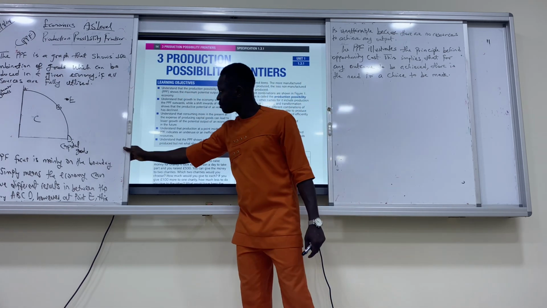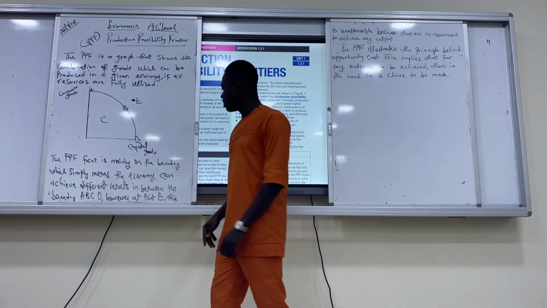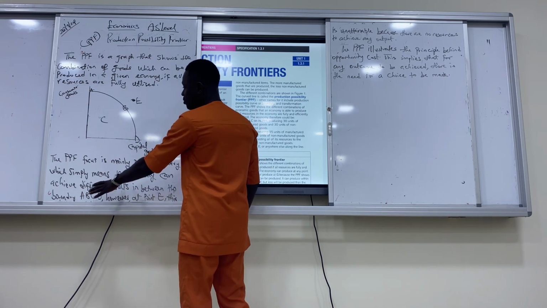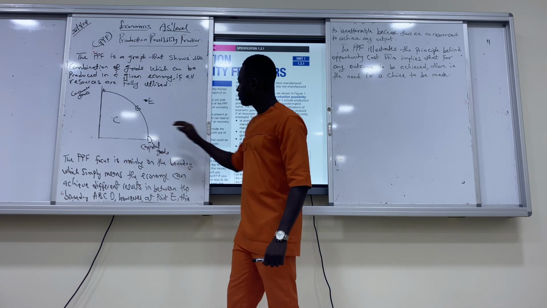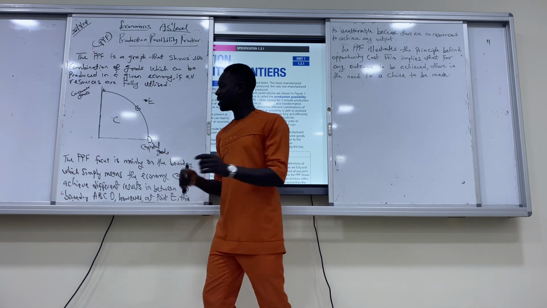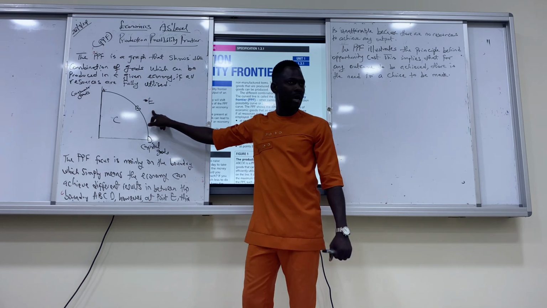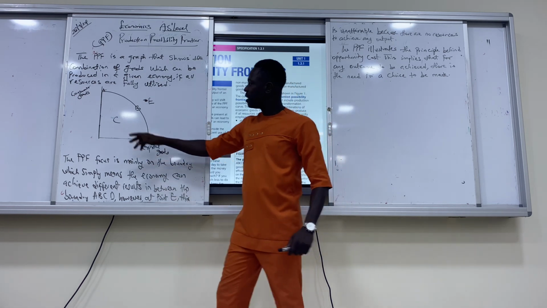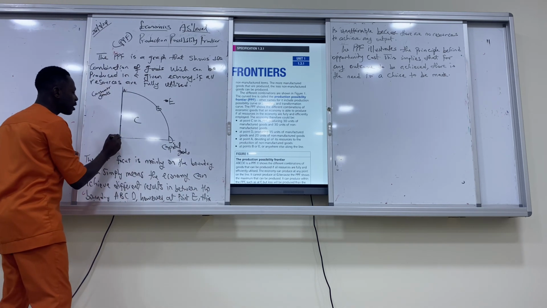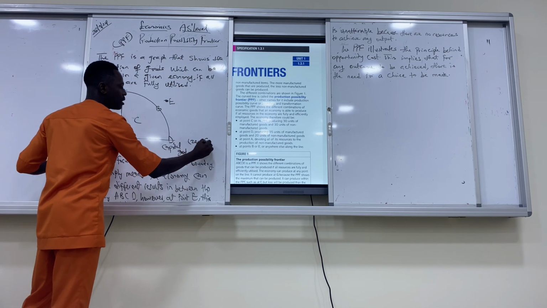Great. So, based on this graph, the PPF focus is mainly on the boundary, which simply means the economy can achieve different results in between the boundary. So this is a boundary. We have A, B, C, D, E. The economy can produce at A, B, C, or D, but the economy cannot attain E. I'm going to explain each one for us. If the economy has to produce at point A, it means the economy is going to produce zero capital goods.